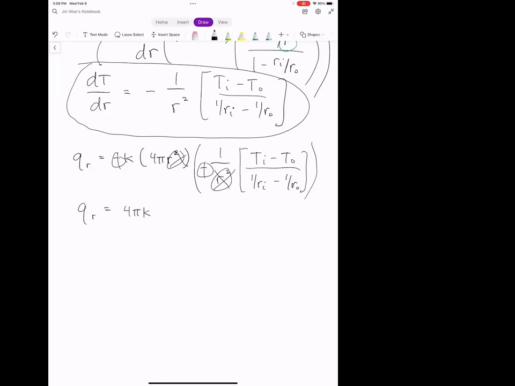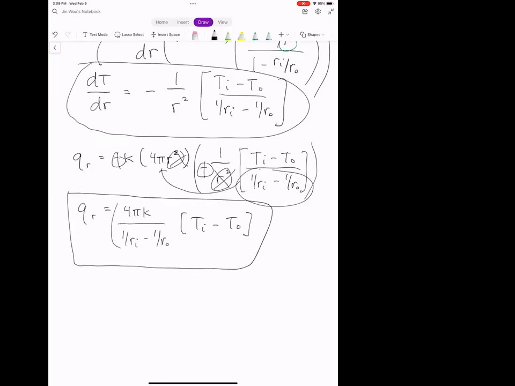Okay. And let me do it like this too. I'm going to take this denominator here and move it out in front. Okay. So this is going to be 1 over Ri minus 1 over Ro, okay, multiplied by the temperature difference Ti minus To. And so this is our expression for heat transfer in a hollow sphere, or heat transfer rate in a hollow sphere with prescribed temperatures on both sides.